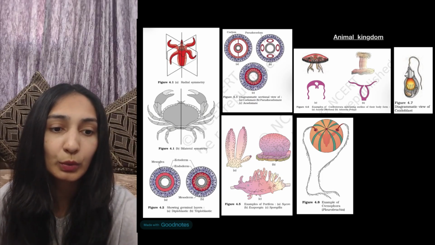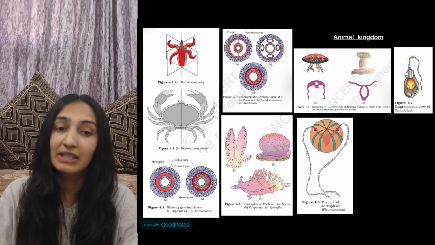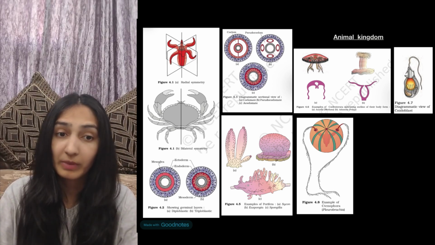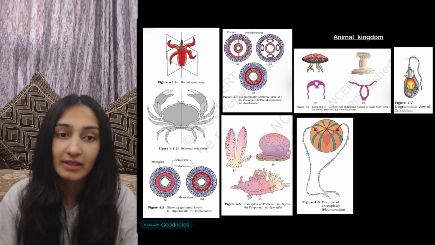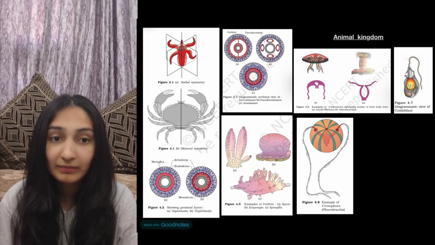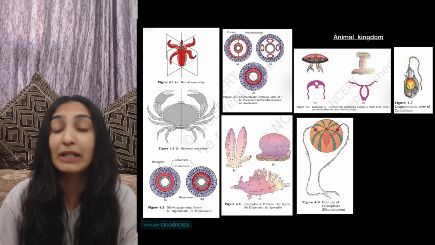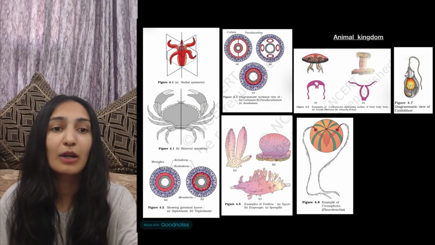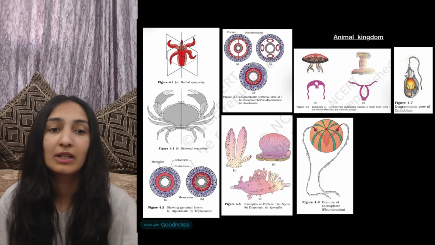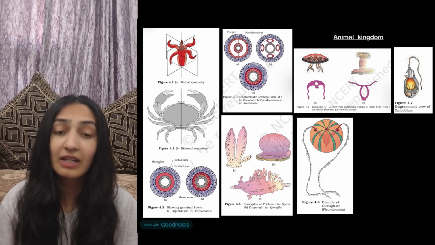Next, 4.2 displays the germinal layers. So, one is diploblastic and the next one is triploblastic. Diploblastic means there are two layers and triploblastic means there are three layers. A shows mesoglea, ectoderm and endoderm, and the B shows ectoderm, endoderm and mesoderm. Is that clear?